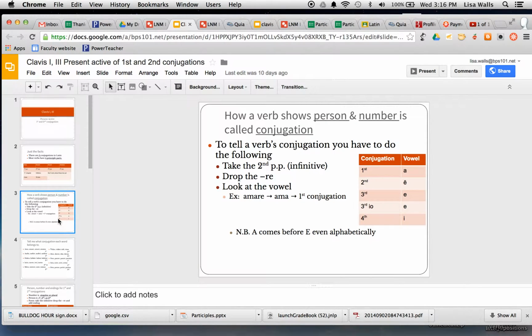You have to know how to tell what conjugation a verb belongs to. So remember, you're taking that infinitive, the second principal part, and you're dropping the RE, and then you look at the vowel. So an A is first, E with a macron second, E without a macron is third. E without a macron, whenever you see that, you automatically know third, but you want to then think, hey, I have to look at the first principal part. If there's an IO, it's a third IO. If there's no IO, it's just a third. And then fourth is an I.